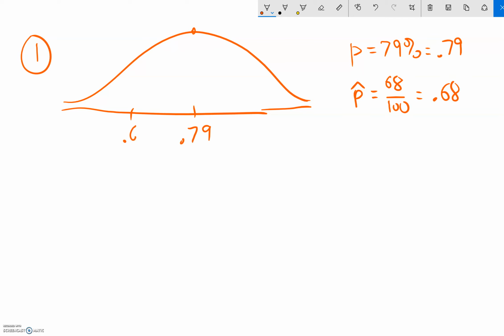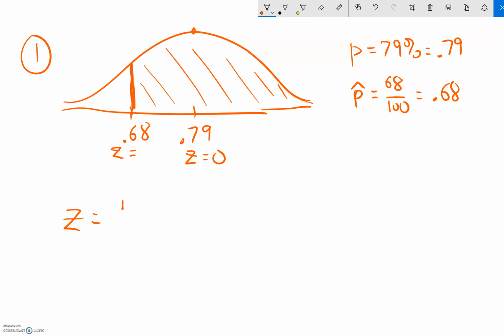And if I just start by putting those two things on the graph, I need to go back and read the question. It says, what's the probability that at least 68 of these 100 voters, at least 68, which means at least 68%, which is going to be 68% or more. So we're looking for the area to the right of 0.68. We know that 0.79 has a z-value of 0. We need to find the z-value for 0.68. And again, this is the formula that we're going to use.